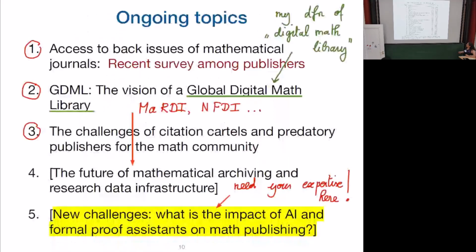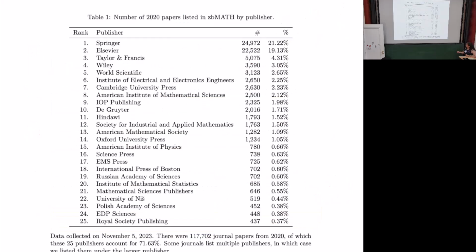So I will start telling you a few things about trying to get an overview of mathematical publishing by means of the survey among publishers. This is relatively easy because it is based on central data. So far, Springer and Elsevier, we know that they make up about 40% of all math publishing. And then comes Taylor & Francis, Wiley, World Scientific, and so on.